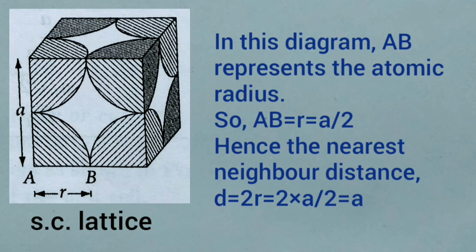See the diagram of SC lattice. In this diagram, AB represents the atomic radius. So AB equal to R equal to A by 2. Hence the nearest neighbor distance D equal to 2R equal to 2 into A by 2 equal to A.